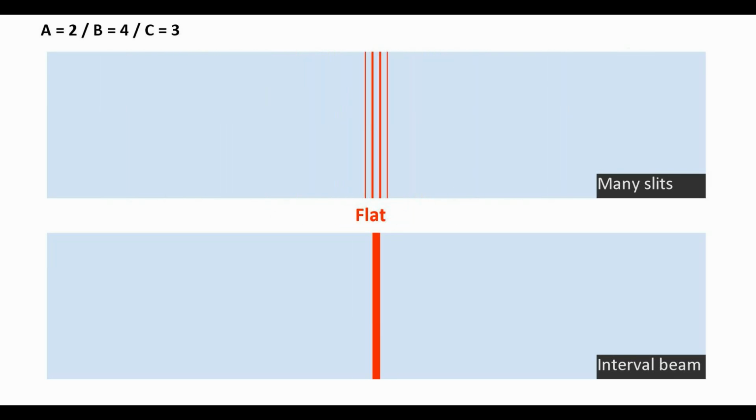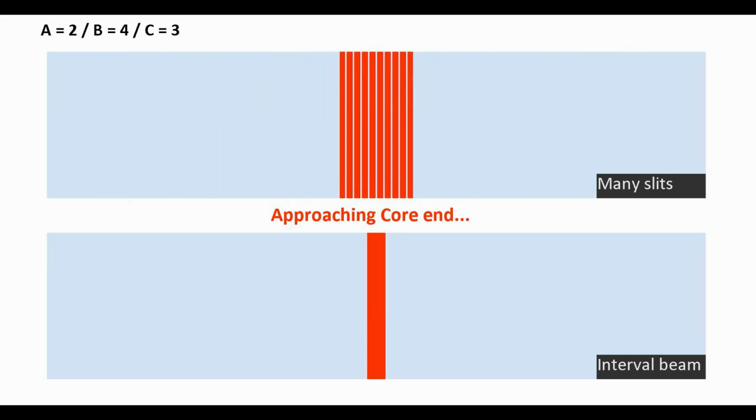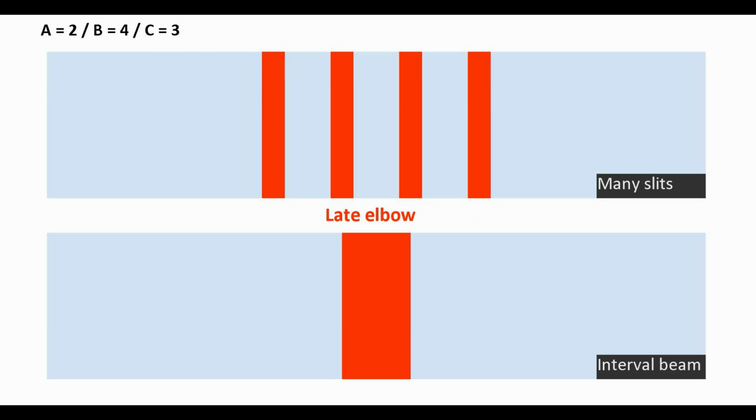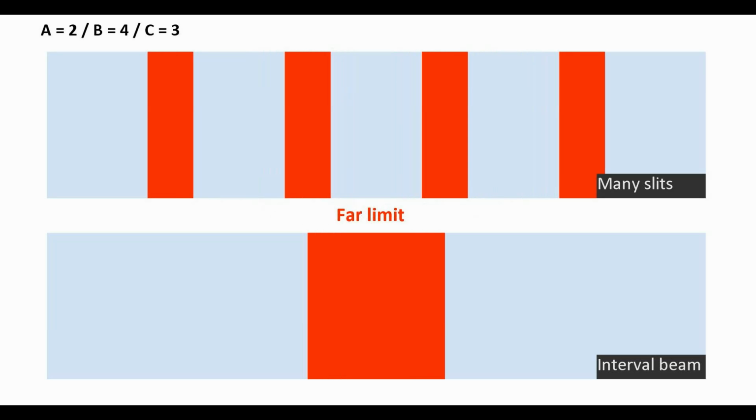The interval beam is the period of the screen pattern from the flat up to the core start. Then it goes invisible. At the interval elbow, it begins to expand, and it becomes visible again at the core end, where once again it is the period.